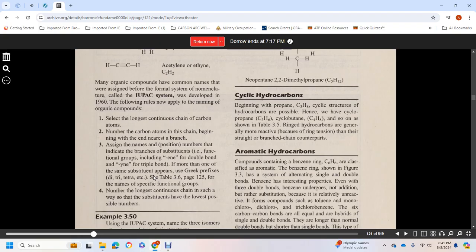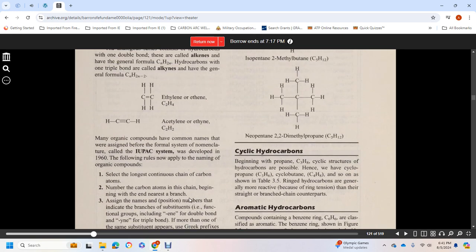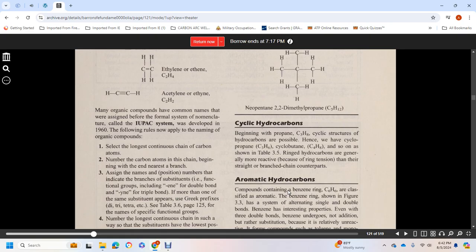Table 3.6, page 125, gives the names of specific functional groups, numbered along the longest continuous chain, with the substituent having the lowest possible numbers, as in the example. Cyclic hydrocarbons begin with propane, C3H8. Cyclic structure hydrocarbons include cyclopropane, cyclobutane, and so on, also shown in Table 3.8. Ring hydrocarbons are generally more reactive because of the ring strain, compared with their straight and branched chain counterparts.